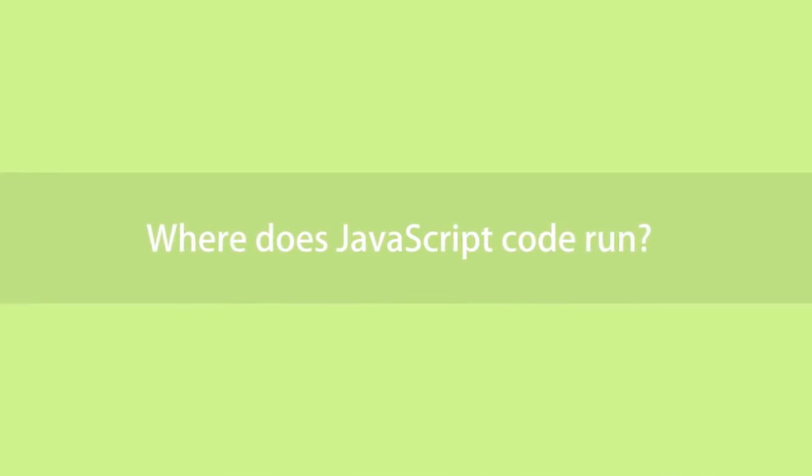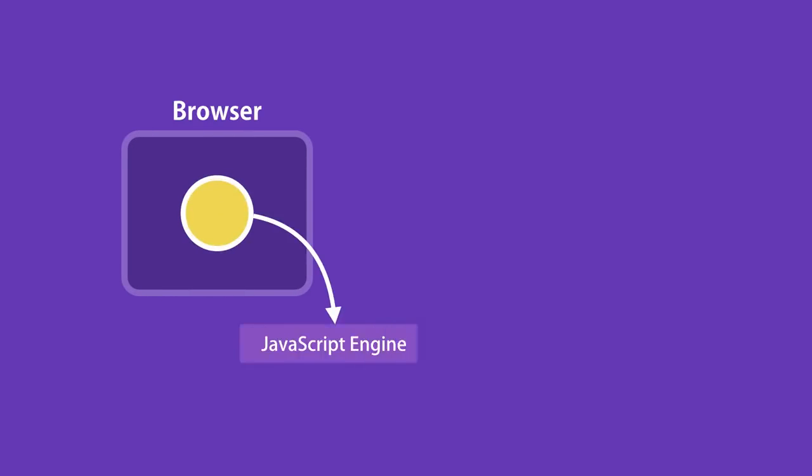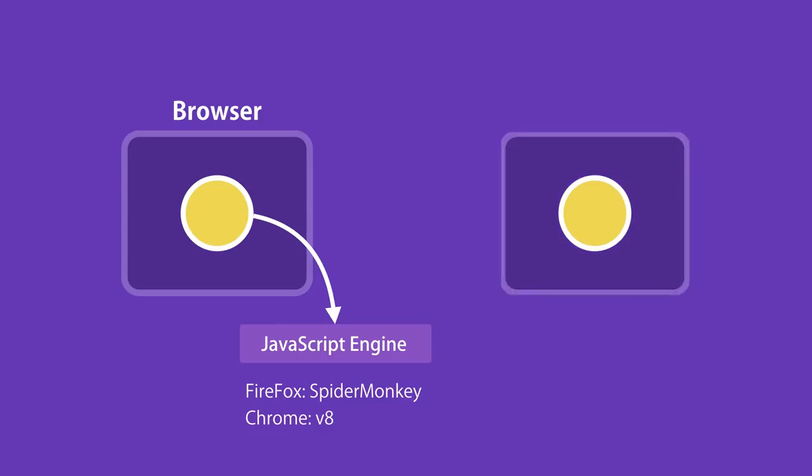The third question, where does JavaScript code run? JavaScript was originally designed to run only in browsers. So every browser has what we call a JavaScript engine that can execute JavaScript code. For example, the JavaScript engines in Firefox and Chrome are SpiderMonkey and V8. In 2009, a very clever engineer called Ryan Dahl took the open source JavaScript engine in Chrome and embedded it inside a C++ program. He called that program Node.